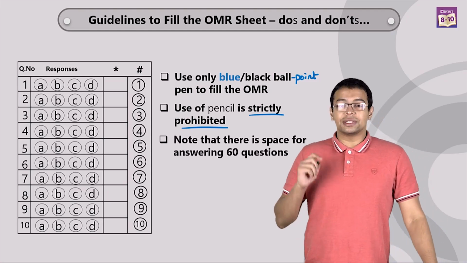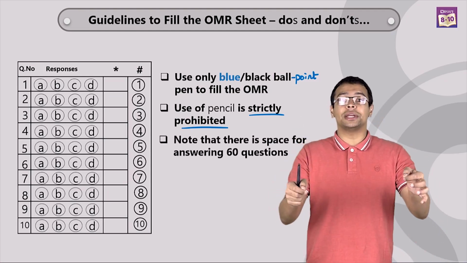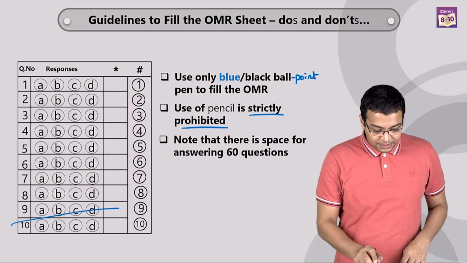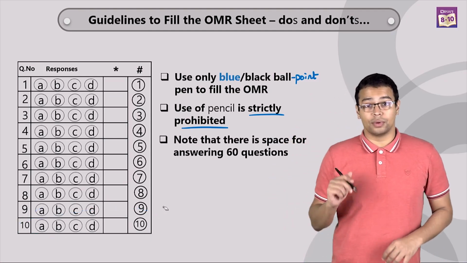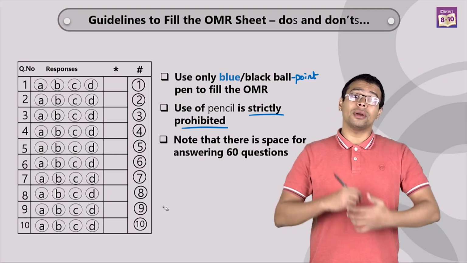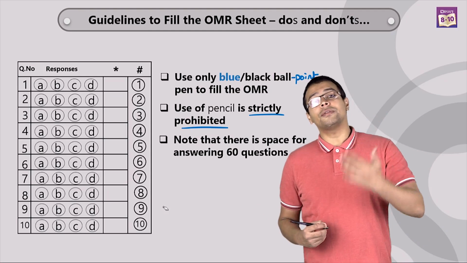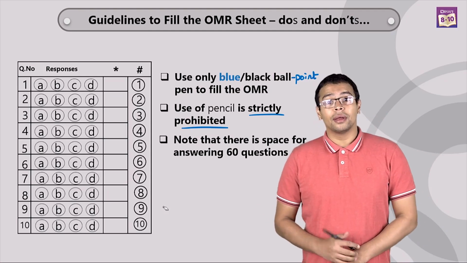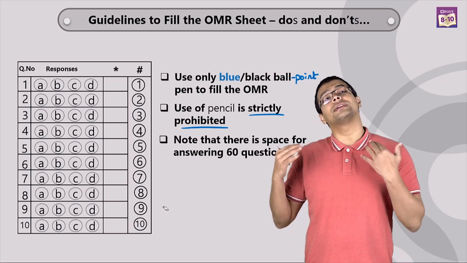Note that there is space for answering 60 questions. An answer sheet has 60 of these particular things that you can fill your answers into. But some of you might know that some of the question papers might not have 60 questions at all. It'll have only 45 questions. What do you do then? Well, answer up till 45, leave 46 to 60 empty.